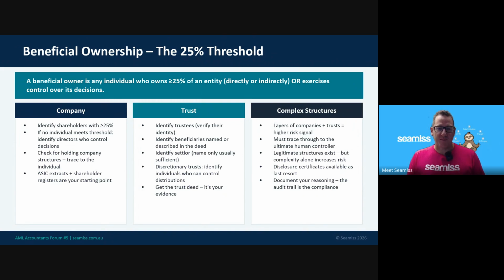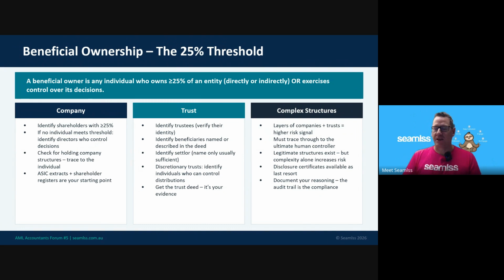Now, someone did ask about the beneficiaries. So I think at the end of the day, is the beneficiary going to receive a large amount? If there is 100 beneficiaries, you don't need to CDD 100 beneficiaries. You need to CDD the ones that are getting most of the money or have some sort of control over it.